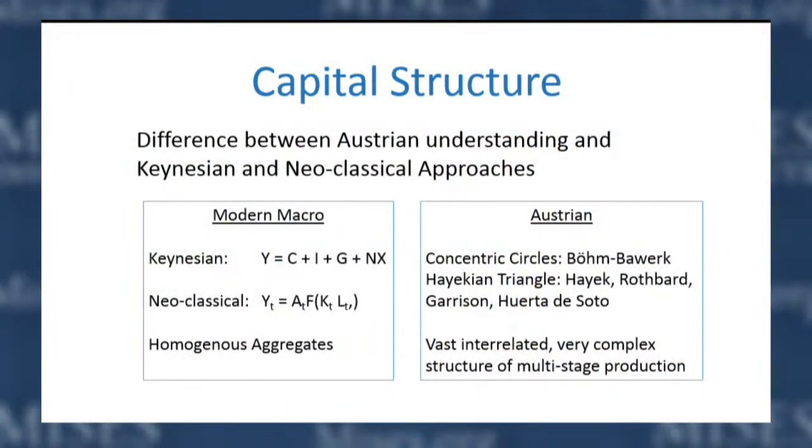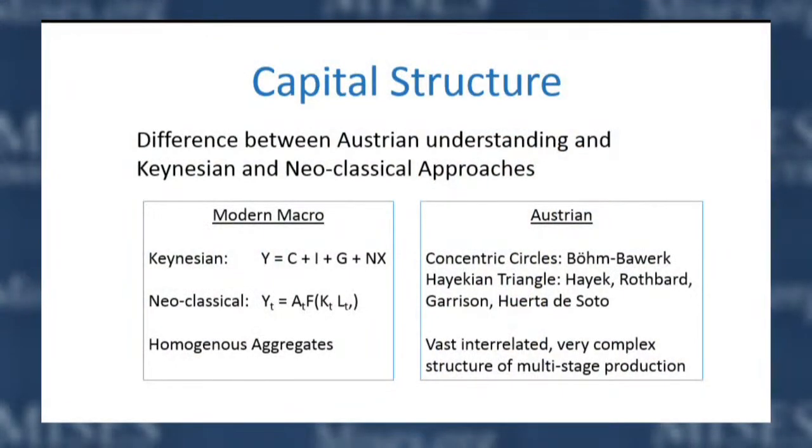And this has been represented by concentric circles by Eugen von Böhm-Bawerk in The Positive Theory of Capital, which sort of set the ball rolling along these lines, building on Menger's taxonomy of goods. And then his principles were taken and expressed in the form of the Hayekian triangle by, not surprisingly, Hayek. It'd be funny to call it the Hayekian triangle if Hayek didn't use it. The Hayekian triangle was then also used by Rothbard and Roger Garrison and Jesús Huerta de Soto.